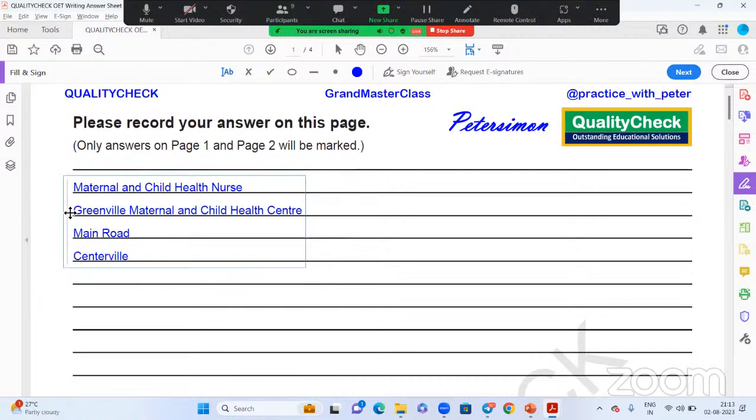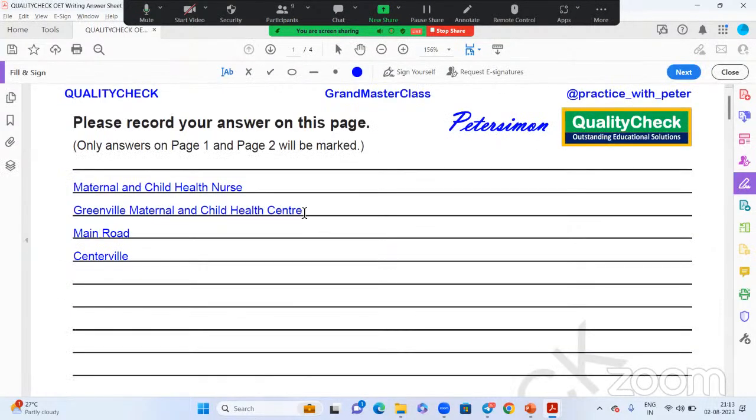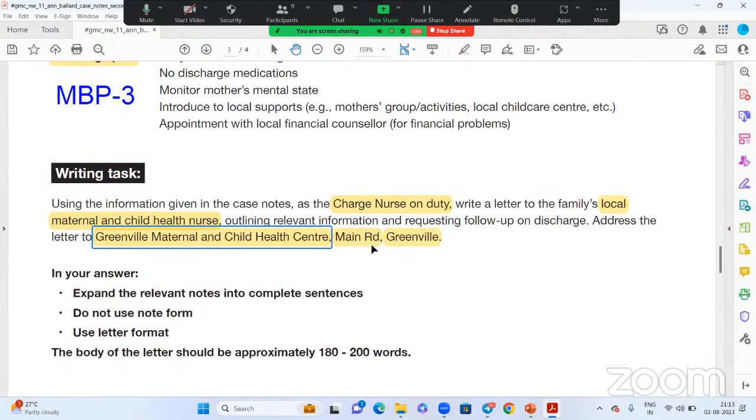So this is the address. Maternal and child health nurse. Greenville Maternal and Child Health Center. That is the second line. Main RD. RD stands for road. But you have to expand the relevant notes. Here RD is there, so don't write RD, write road.